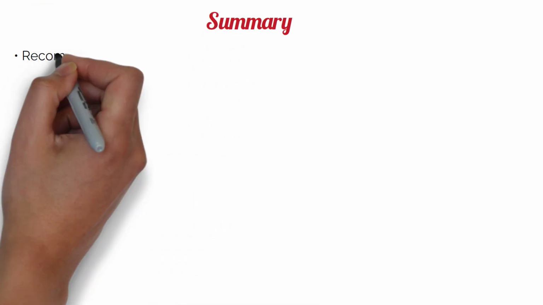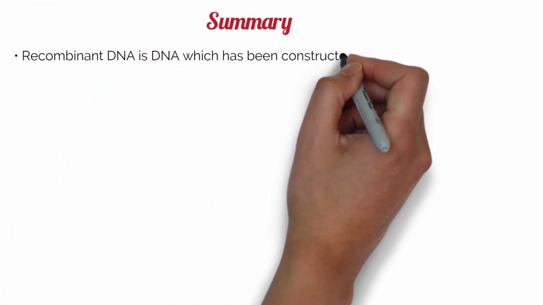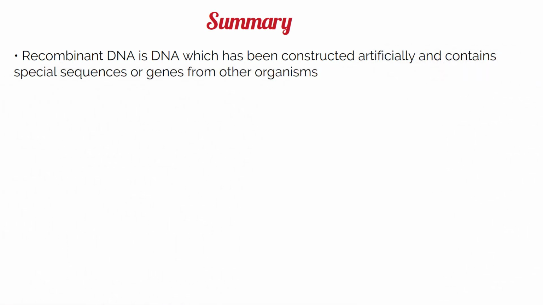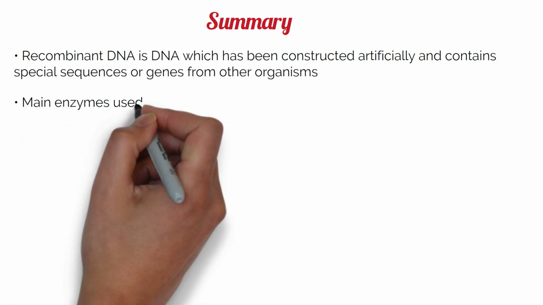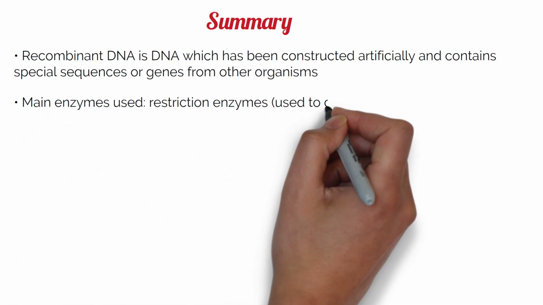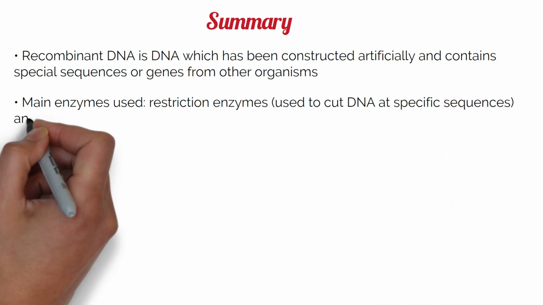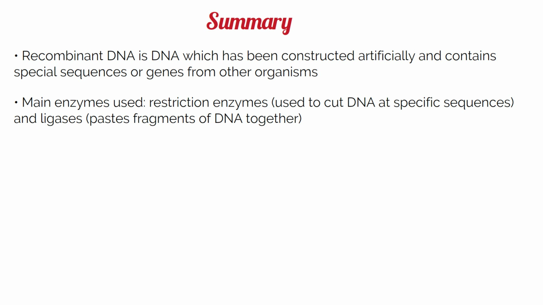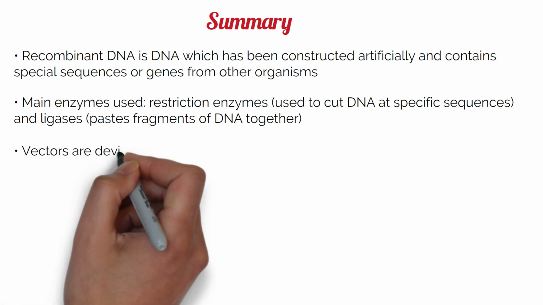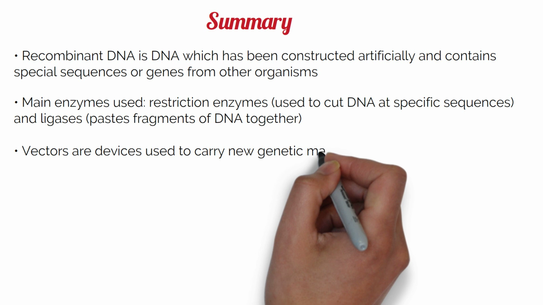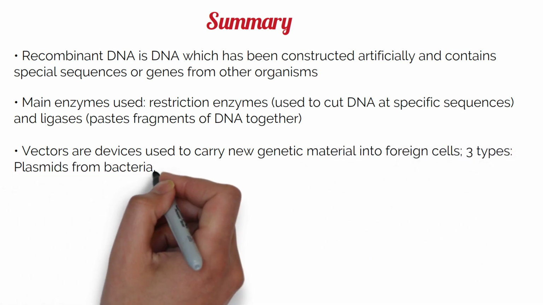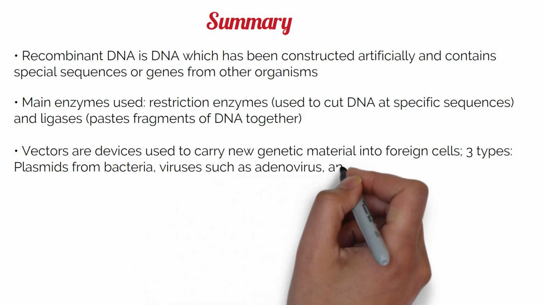Now to summarize. Recombinant DNA is DNA which has been constructed artificially and contains special sequences or genes from other organisms. The main enzymes used in genetic engineering are restriction enzymes, which are used to cut DNA at specific sequences, and ligases, which paste fragments of DNA together. Vectors are devices used to carry new genetic material into foreign cells. There are 3 types: plasmids from bacteria, viruses such as adenovirus, and liposomes.